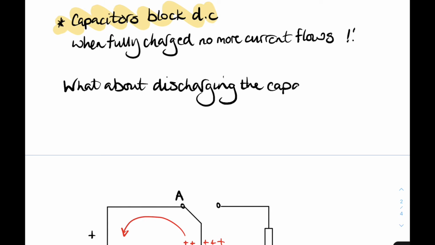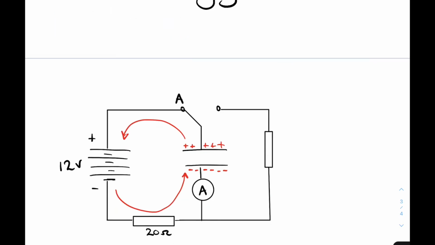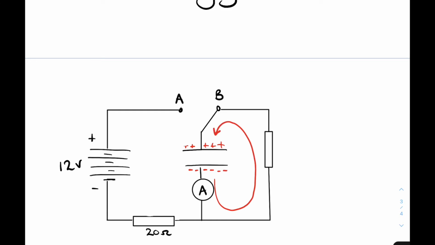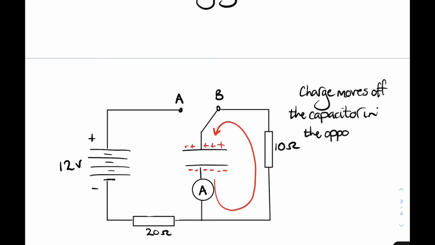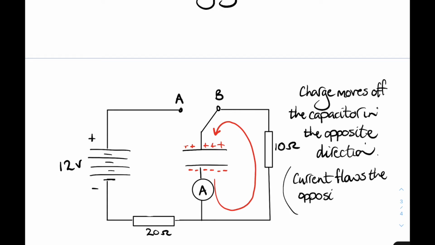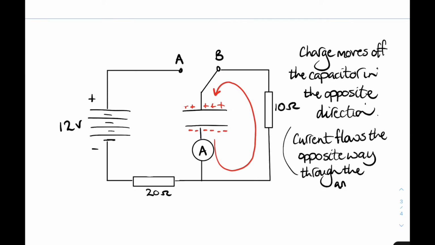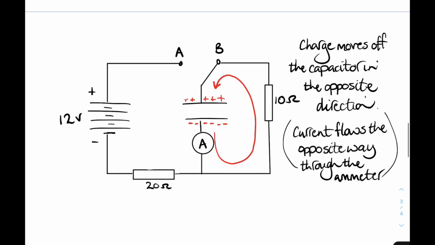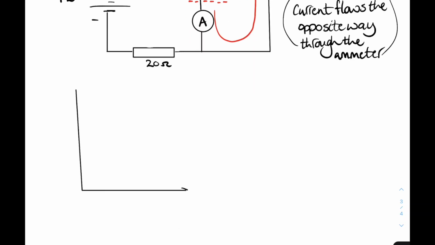Now what about the graphs then for when the capacitor is discharging, when it's emptying out? So if we move our switch over to position B, then any charge that's on that capacitor will move off the capacitor, and it has to move off the capacitor in the opposite direction to the way that it moved onto the capacitor. So the current will flow in the opposite way through the ammeter. So down through the ammeter in this case, and through the 10 ohm resistor.